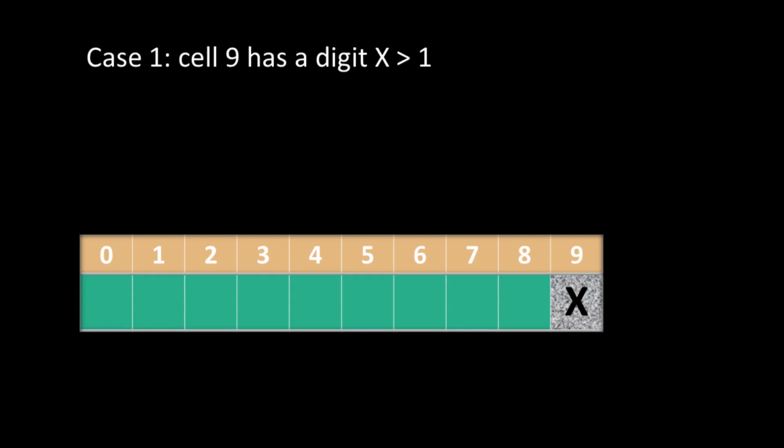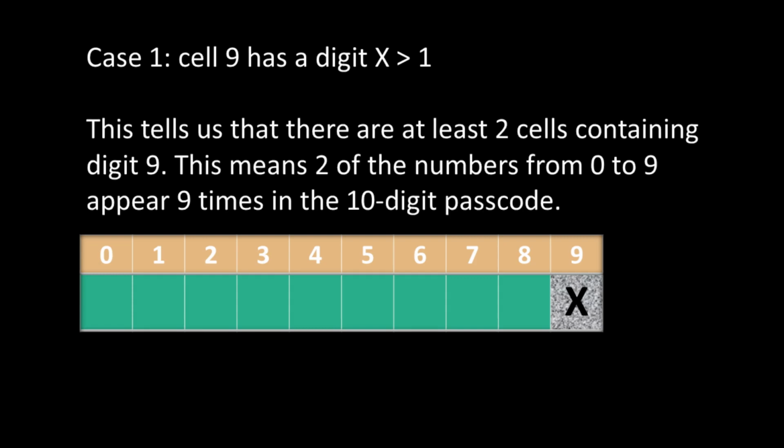Alright, so let's first take a look at the last cell marked as 9. The number present in this cell tells us how many times the digit 9 appears in the passcode. Could this number be greater than 1? Case 1, say this cell has a number x, which is greater than 1. This tells us that there are at least 2 cells containing digit 9. This means 2 of the numbers from 0 to 9 appear 9 times in the 10-digit passcode.